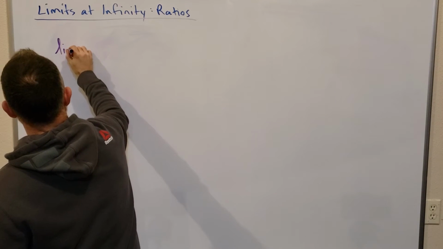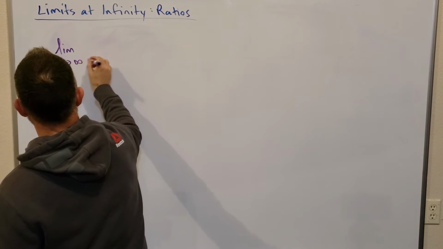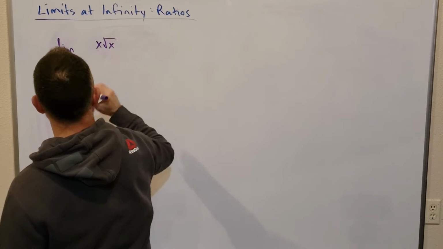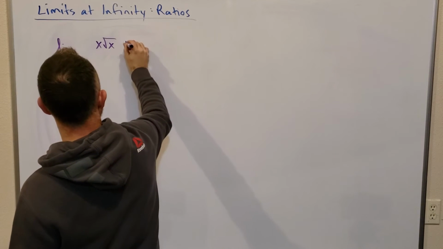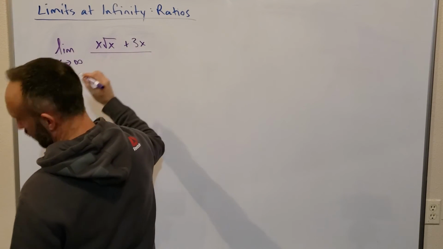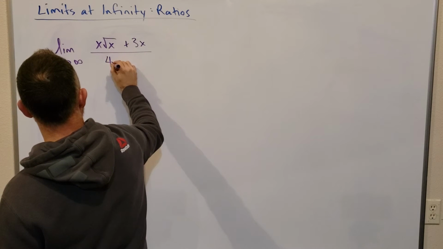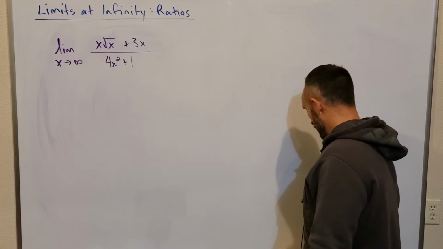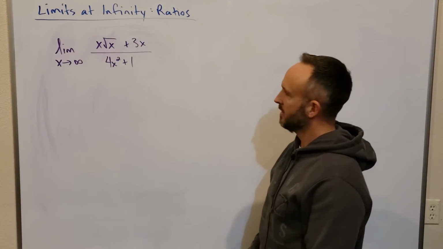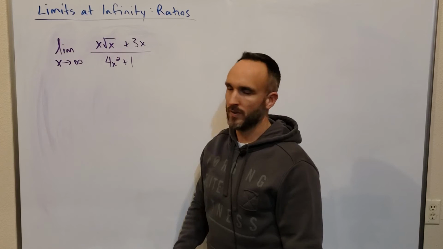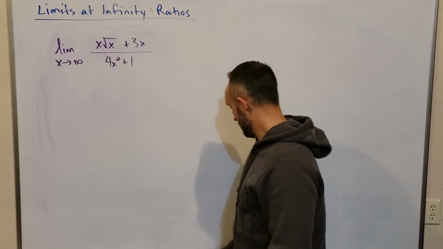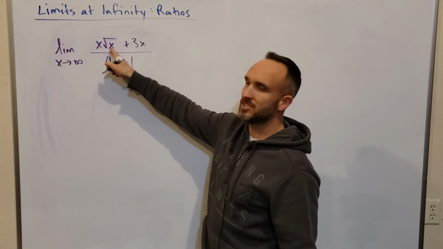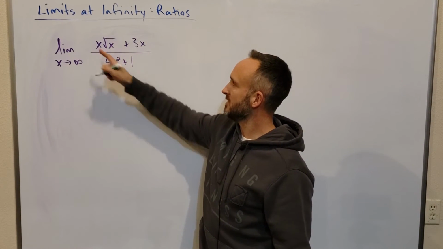Let's look at the limit as x goes to infinity of x times the square root of x plus 3x over 4x squared plus 1. So what we want to do is, you may be thrown off by this x square root of x. So let me discuss that for a minute. The square root of x is the same thing as x to the 1/2 power. And this is x to the first power.